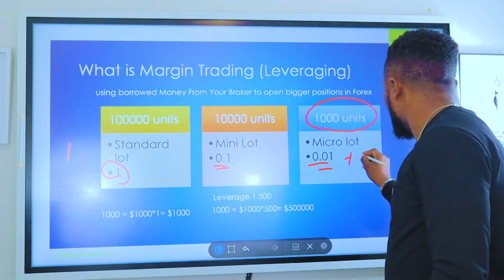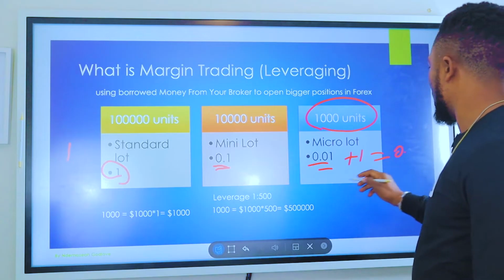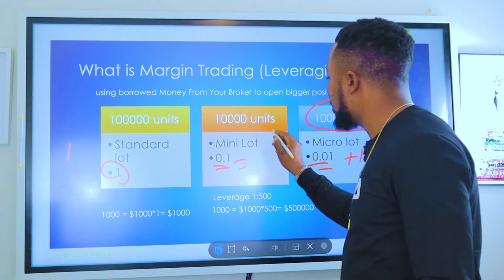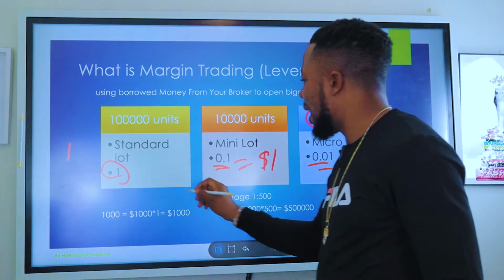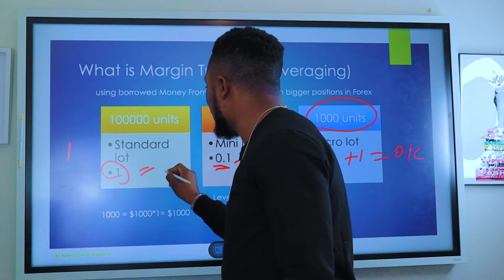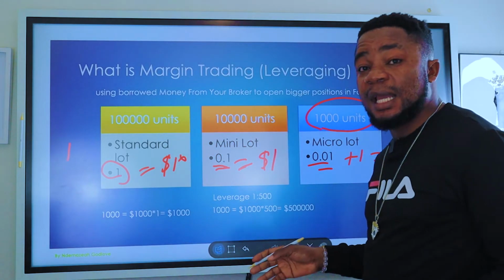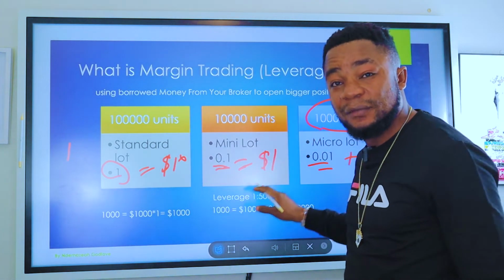But even at this, remember, if you are using 0.01 and the market just goes up by 1 pip, you make 0.1 cent. And here, if the market goes up by 1 pip, you make plus $1. And here, if the market goes up by 1 pip, you make plus $10. So you see the profit margin if you are trading without leverage.